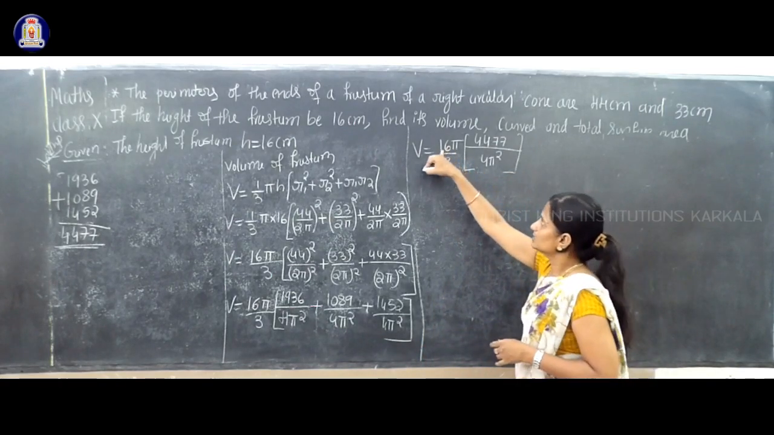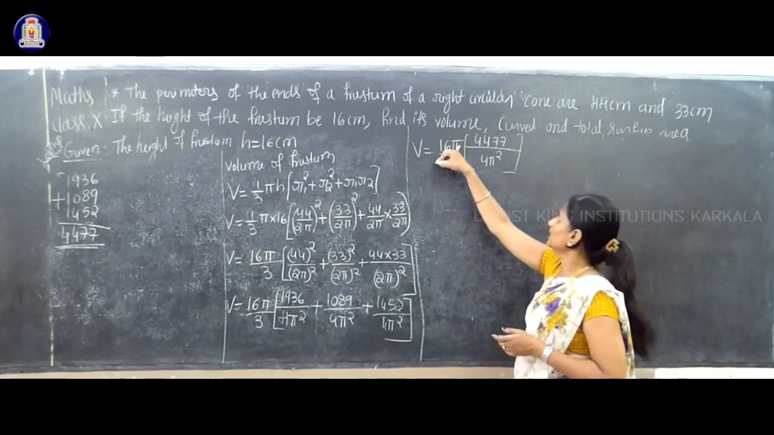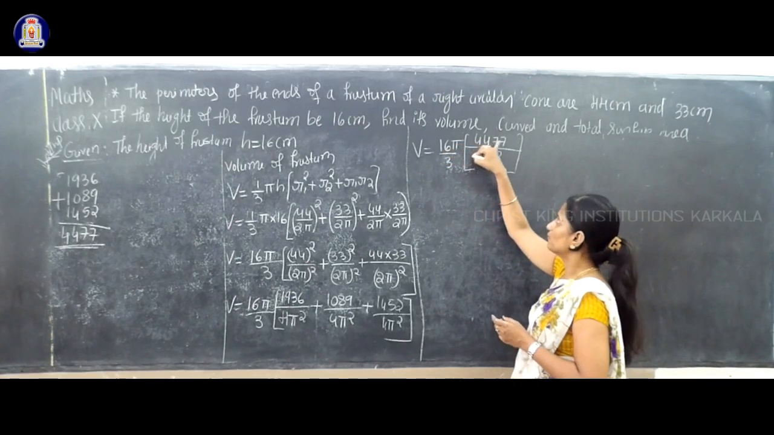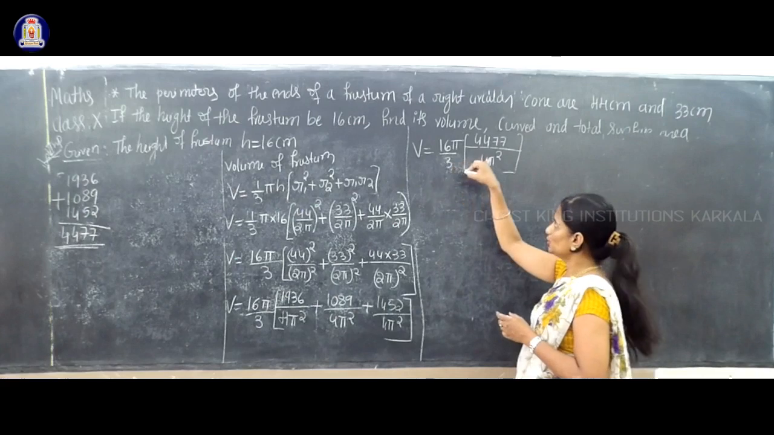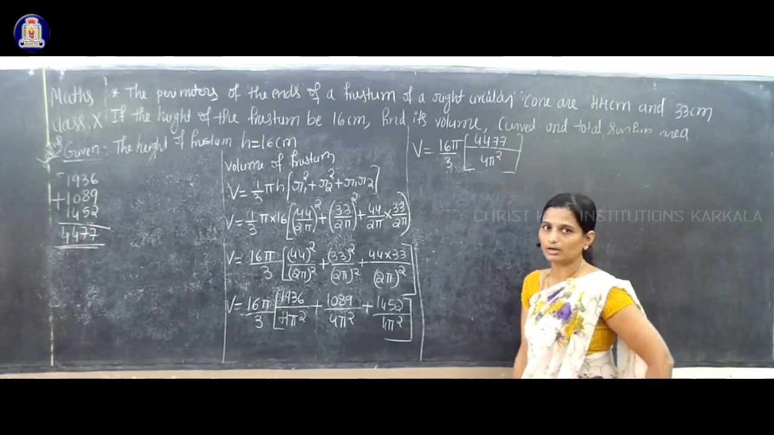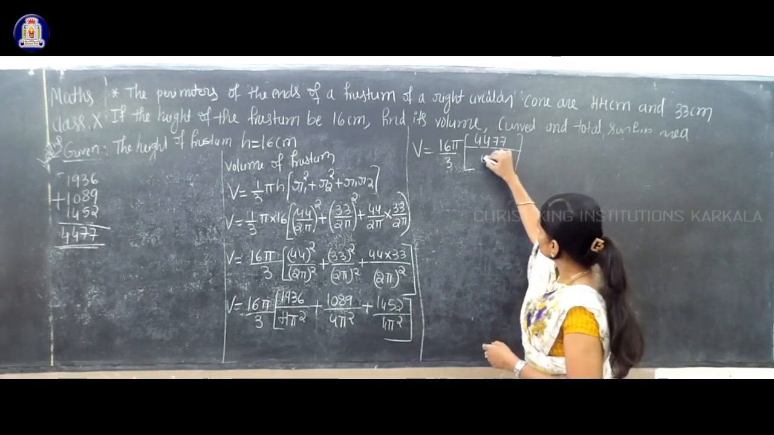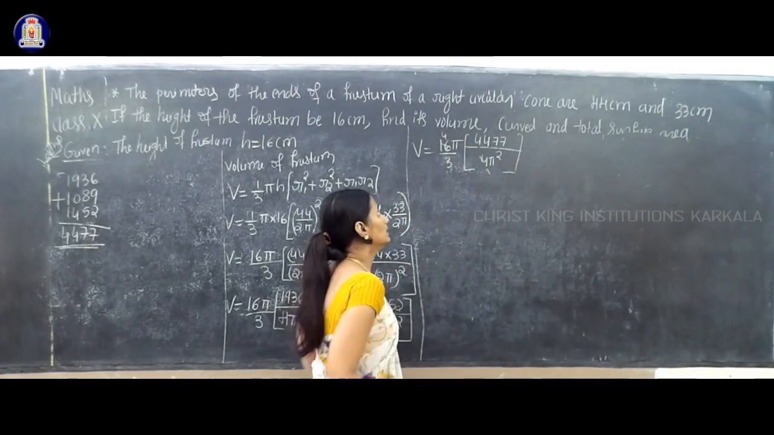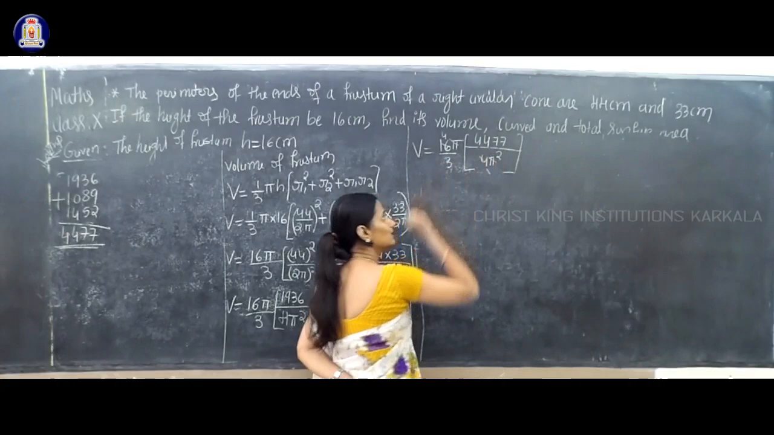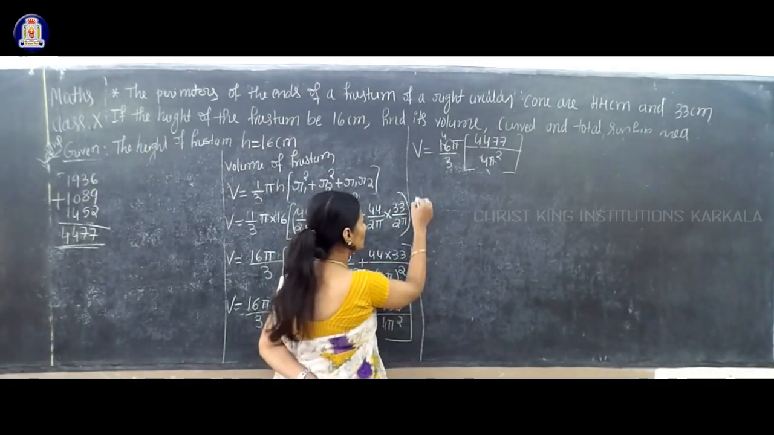How to read? 16 into pi into 4477 divided by 3 into 4 into pi square. Is it possible to cancel? Yes. 4 ones are 4, 4 fours are 16, right? So pi and this pi get cancelled, right? So what is left here?